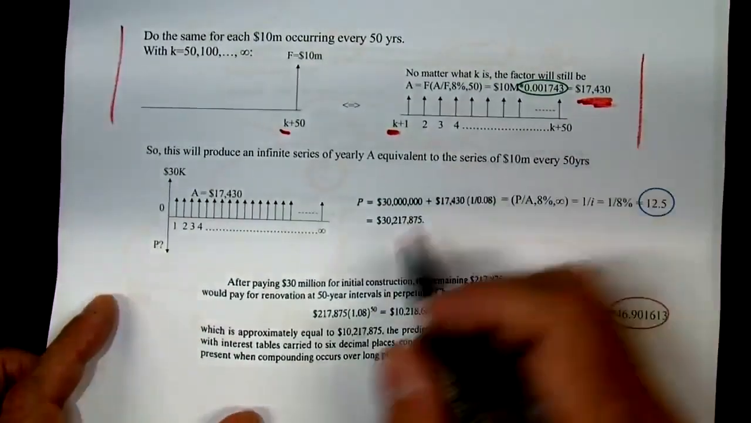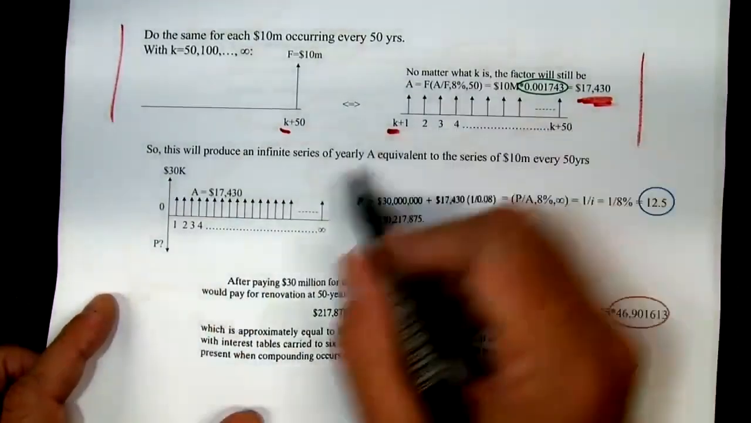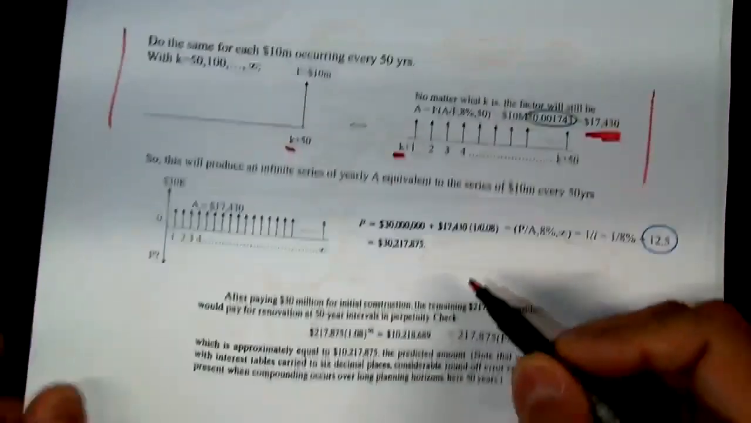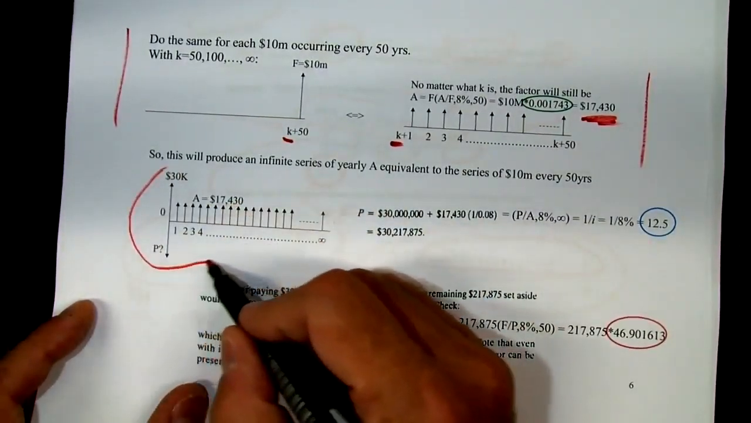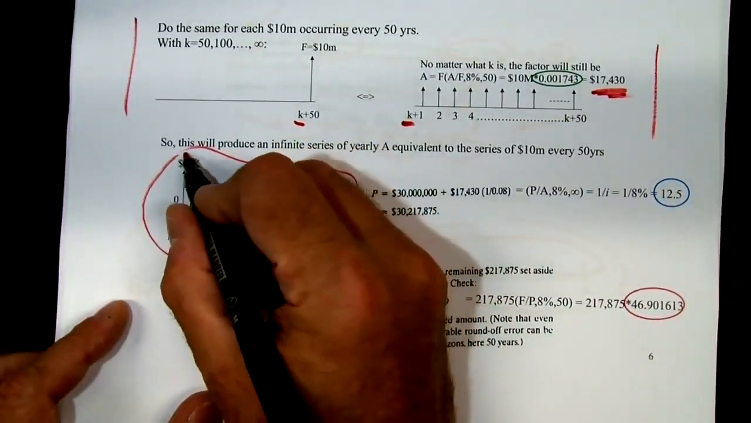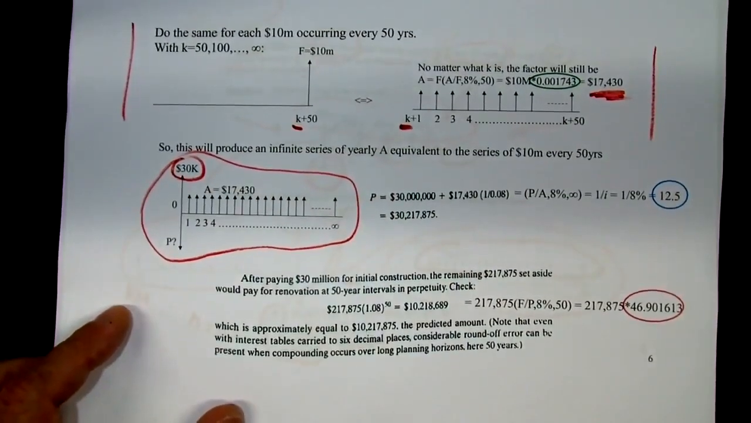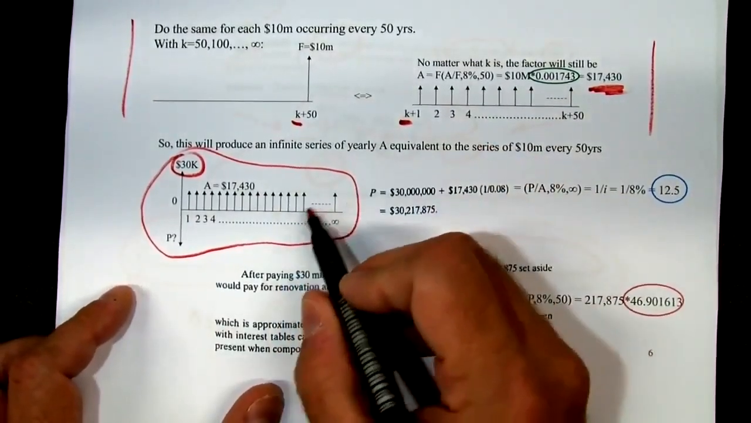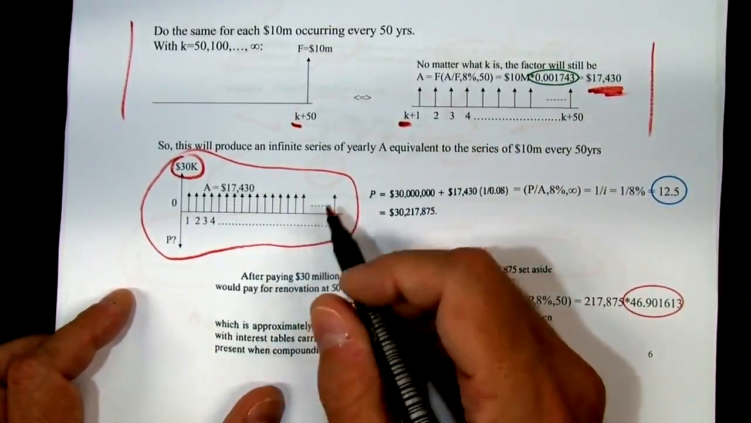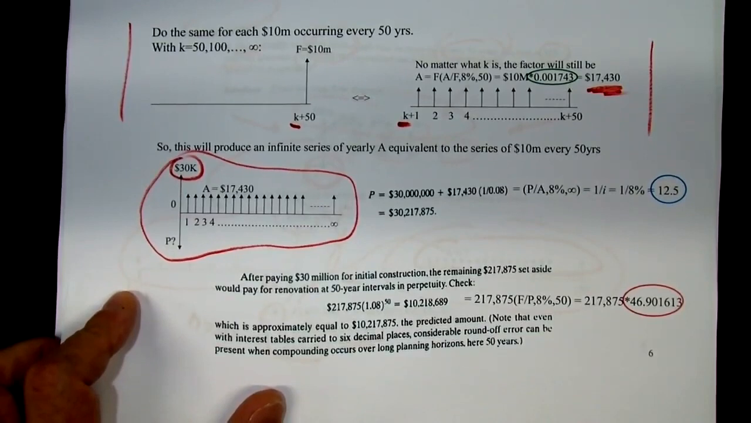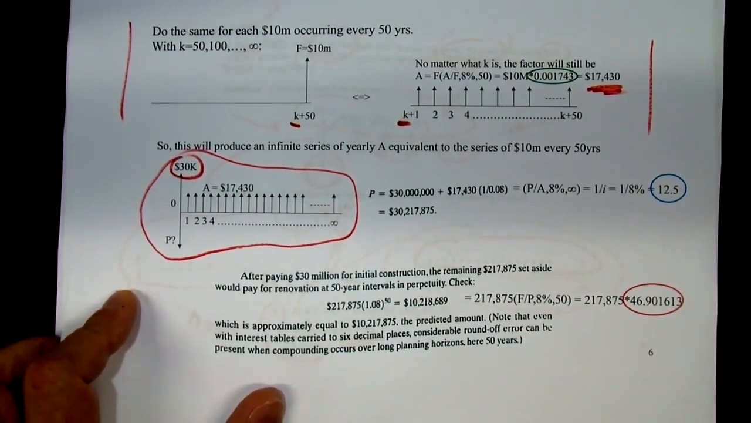Bottom line, we get to the point. If you do that, the original cash flow, this one, can be equivalently represented as such, where you have the initial withdrawal of $30 million that didn't change, and then as opposed to having $10 million every 50 years, you could have 17,430 withdrawn every year. And this would be exactly equivalent to the original cash flow.